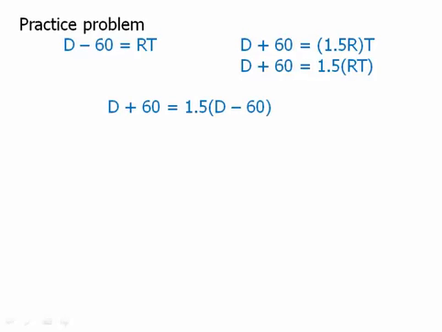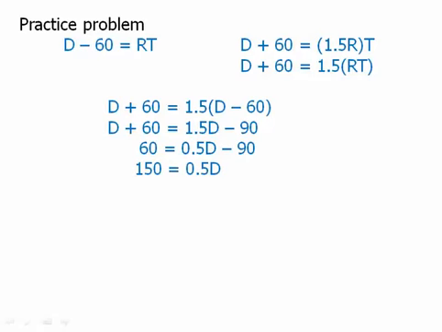So D plus 60 equals 1.5, and for RT, I'm subbing in D minus 60. We'll now multiply by 1.5. Of course, 60 times 1.5 is 90. Subtract D from both sides, I get 0.5D plus 60 equals 0.5D minus 90. Add 90 to both sides. Multiply both sides by 2. D equals 300.